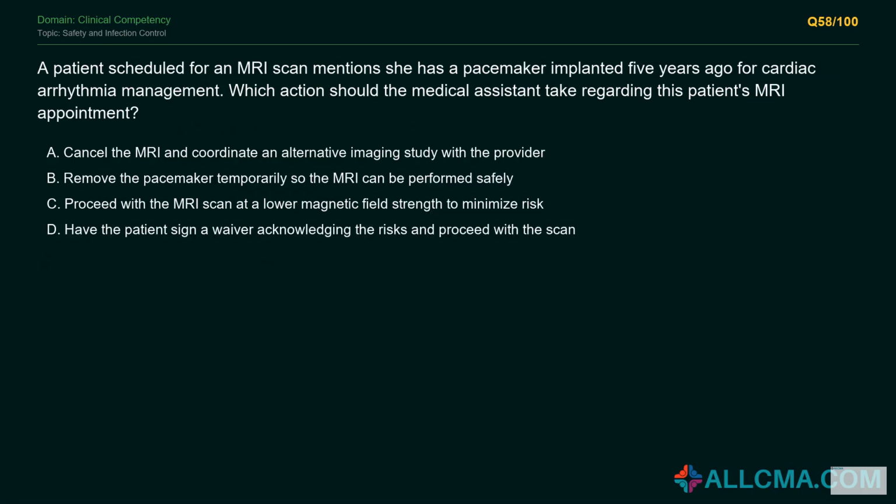Question 58. A patient scheduled for an MRI scan mentions she has a pacemaker implanted 5 years ago for cardiac arrhythmia management. Which action should the medical assistant take regarding this patient's MRI appointment?